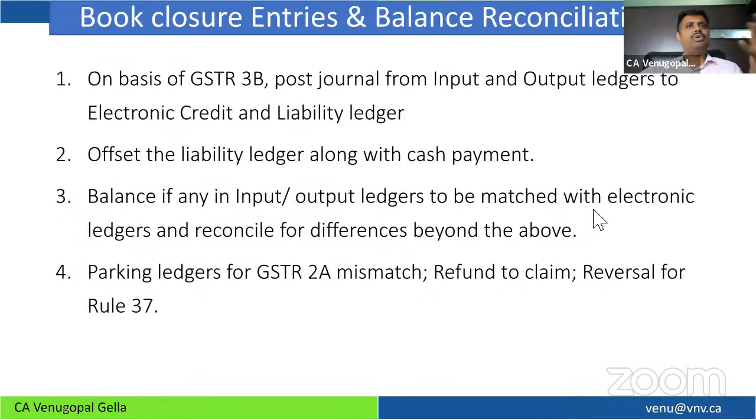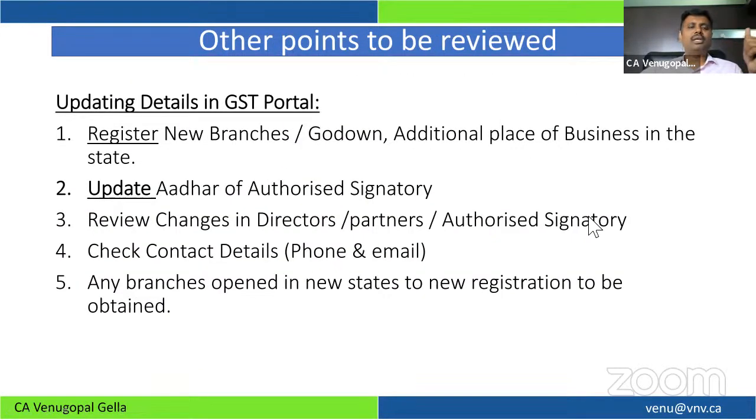Yeah, we have reviewed the book closing entry. The other points: please see what branches and godowns you have, and whether you have updated them in the portal or not. Other accounts also need to be updated. See whether the current directors are there, or any other change in the directors that needs to be updated.